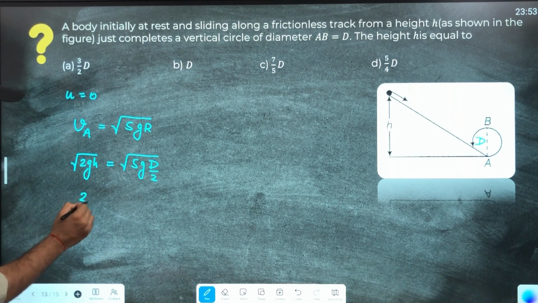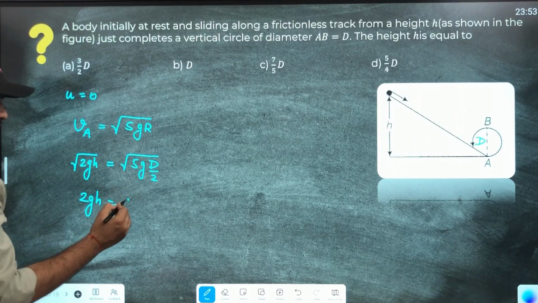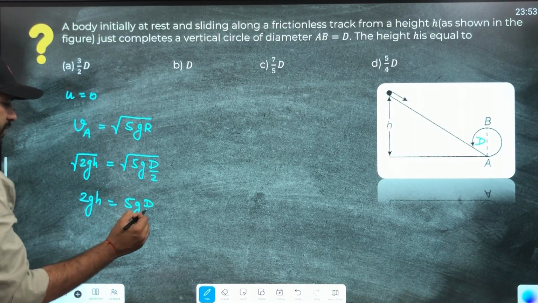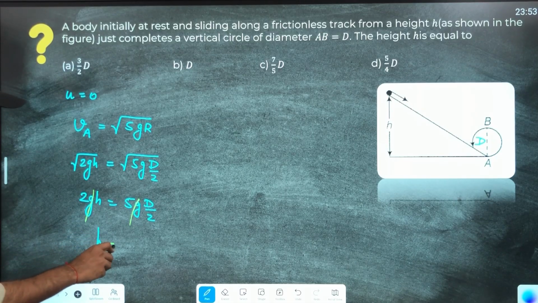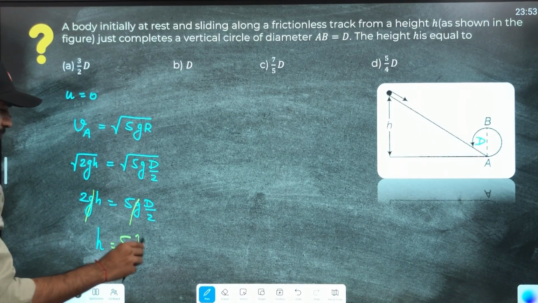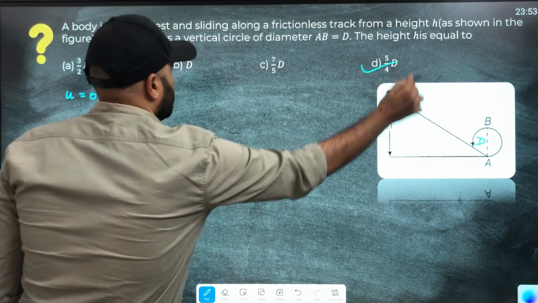Let's square both sides. So 2gh must be equal to, root is gone, 5g d by 2, correct? g cancels with g, and let's find the height. h must be equal to 5d by 4. That's our correct answer, 5d by 4. Yes, option D is correct.